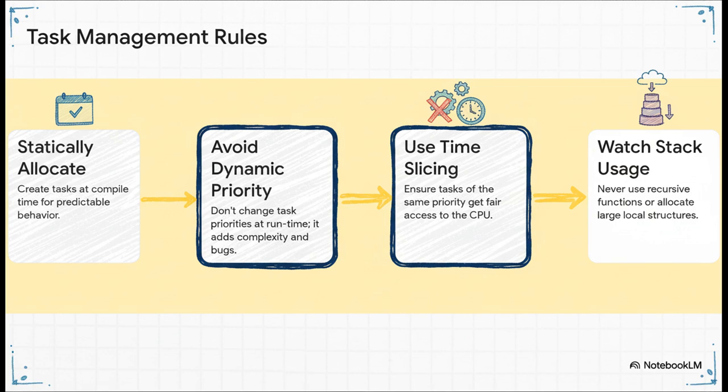Rule number 1, statically allocate your tasks. Don't create them on the fly. Doing that can lead to all sorts of unpredictable memory problems. 2, avoid changing task priorities while the system is running. Seriously, it's just a recipe for bugs that you will pull your hair out trying to find.